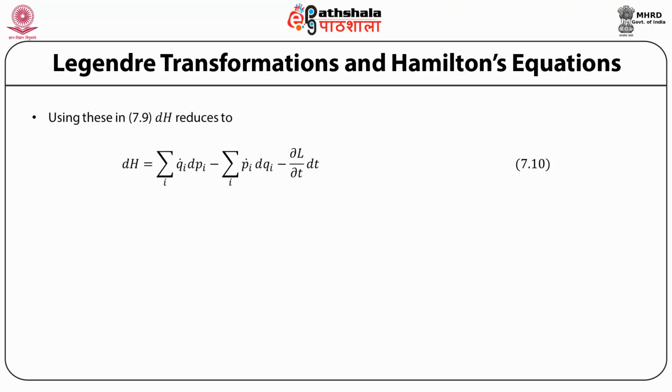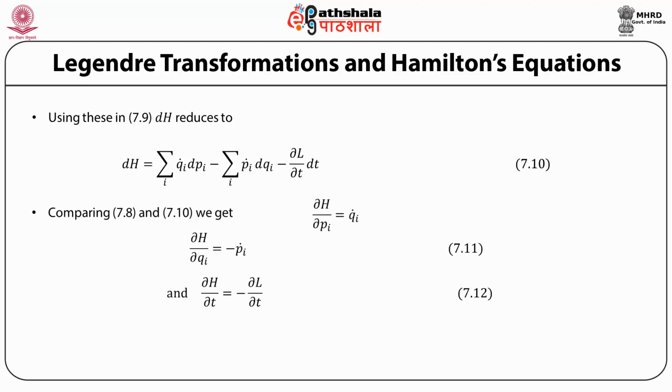Using these, the expression for the total differential of dH can now be written as dH is equal to sigma over i of q_i dot into dp_i minus sigma over i of p_i dot into dq_i minus dL by dt into dt. Now comparing these two equations, we immediately get that the partial derivative of H with respect to the ith generalized momenta, that is dH by dp_i, is equal to q_i dot.